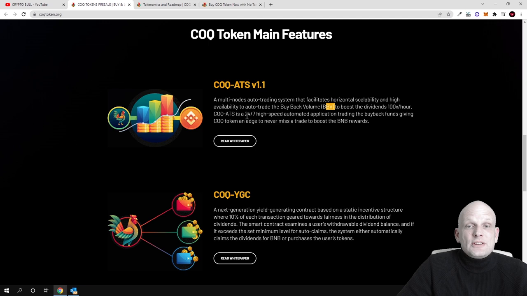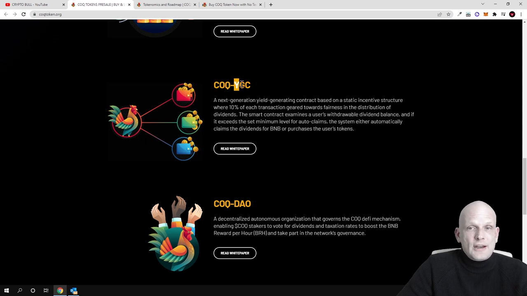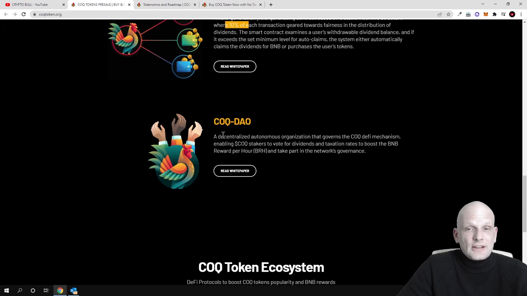COQ ATS is a 24/7 high speed automated application trading the buyback funds, giving the COQ token an edge to never miss a trade to boost the BNB rewards. And the COQ yield generating contract, as you see, the next generation yield generating contract. This is what we already talked about, that all people who are holding COQ tokens are able to earn 10%, guys. And COQ DAO, this means decentralized autonomous organization, that everyone who is holding COQ tokens participates in decision making on what will happen with the COQ token in future. So also a decentralized autonomous organization or governance token.